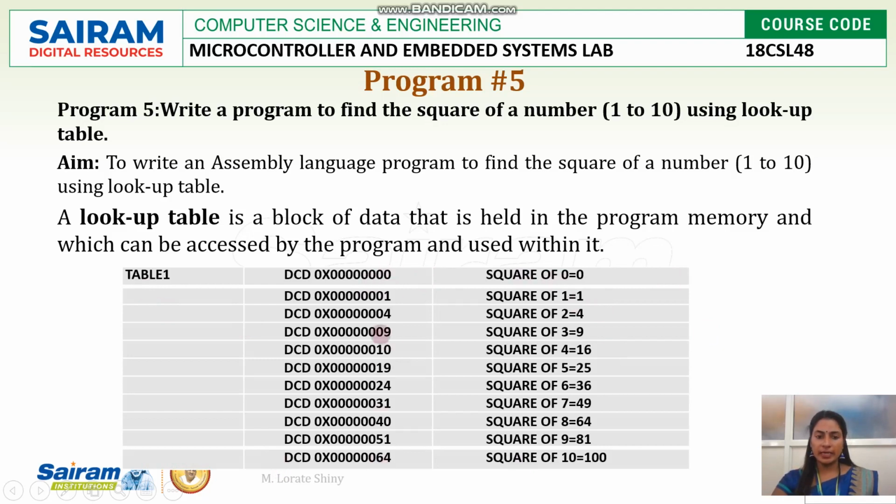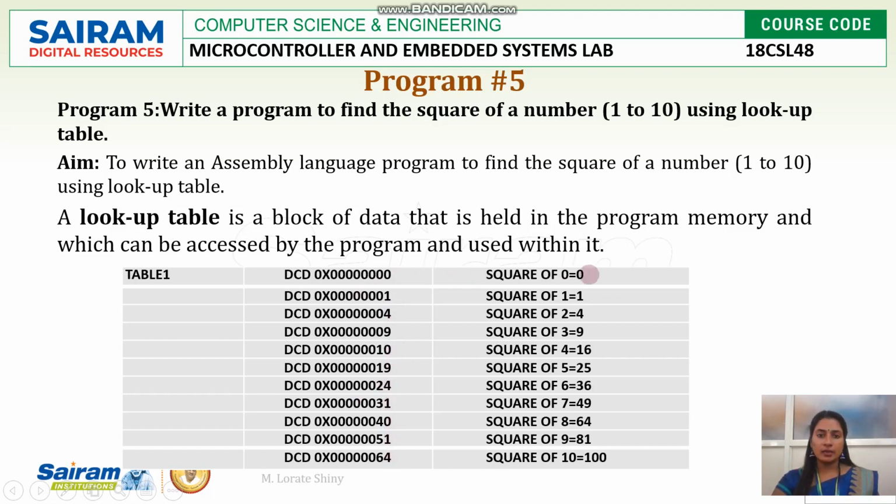Okay. So here the data are arranged: 0, 1, 4, 9, 16, means square of 0 is 0, square of 1 is 1, square of 2 is 4, square of 3 is 9, 4 is 16, square of 5 is 25, then 6, 7, 8, 9, 10. All the squares are arranged. These are decimal values, but inside the memory we will be having hexa values only. Okay. So corresponding hexa values are 0, 1, 4, 9, 10, 19, 24, 31, 40, 51, 64.